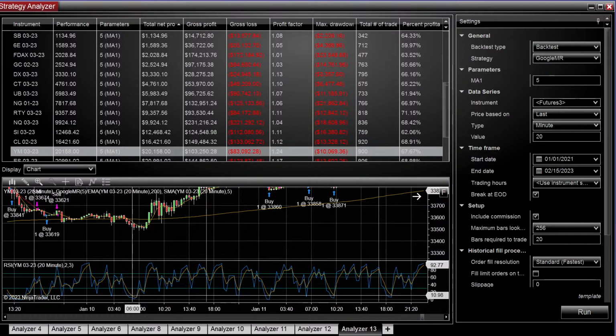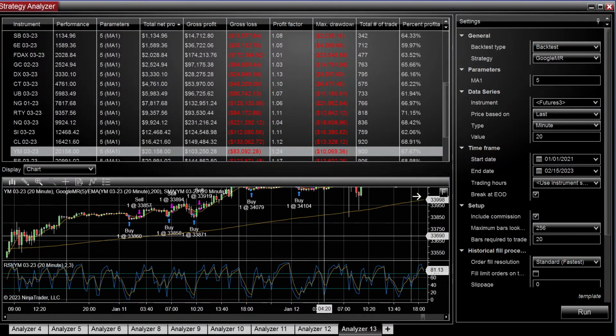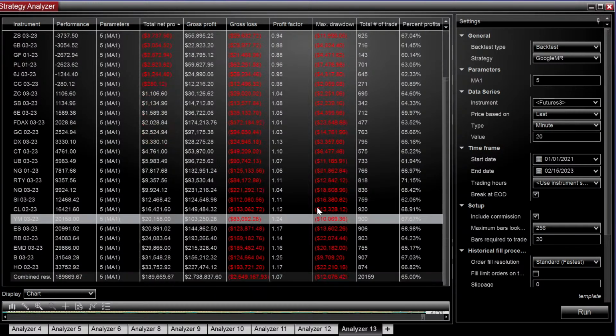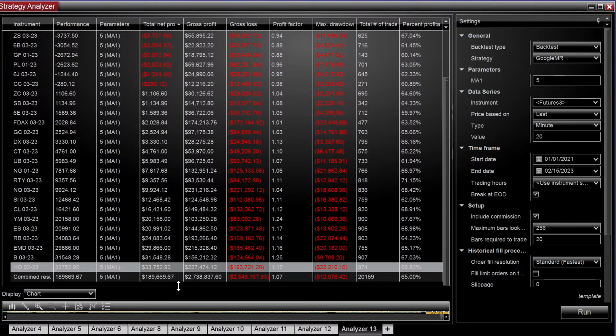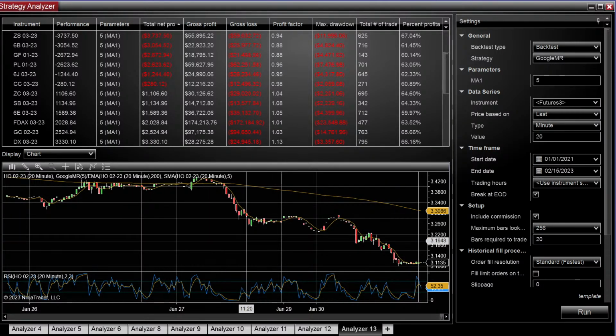So is there a way to filter when it's efficient? Like if the market's efficient, don't take the trades. Is that something we could possibly do? I mean, that's a good idea, but any indicator that would tell you that would just be lagging, because it's got to be leading.